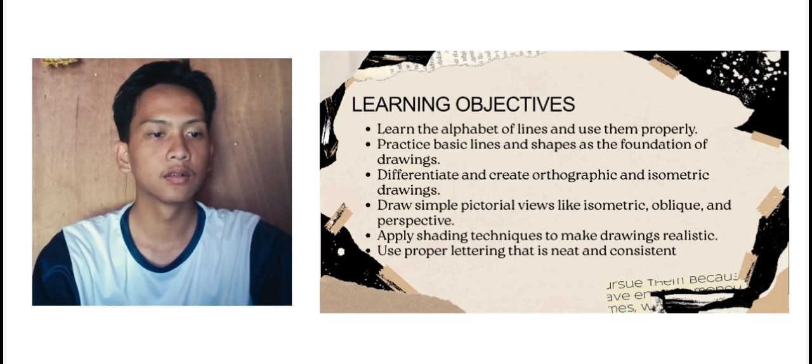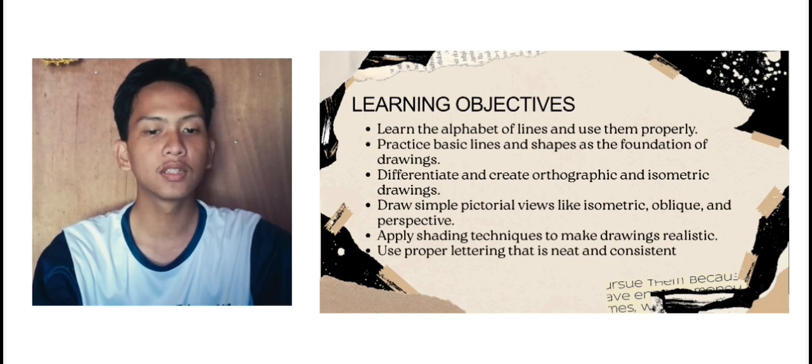Learning objectives. First, learn the alphabet of line and use them properly. Second, practice basic lines and shapes as the foundation of drawings. Third, differentiate and create orthographic and isometric drawings. Fourth, draw simple pictorial views like isometric, oblique, and perspective. Second to the last, apply shading techniques to make drawings realistic. And the last is use proper lettering that is neat and consistent.